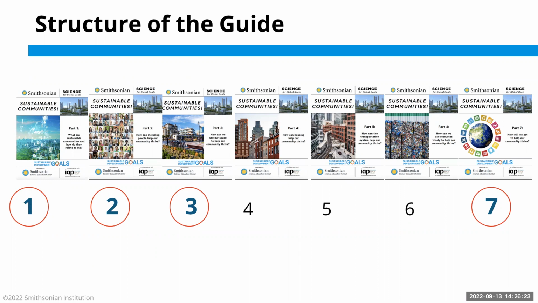Then we move on to part 2, which asks us about the people in our community and who makes decisions in our community. Part 3 asks us to think about the spaces in our community and particularly shared spaces in the community. Part 4 goes through housing in our communities. Part 5 is about transportation in our communities. And part 6 is about resource consumption in our communities.